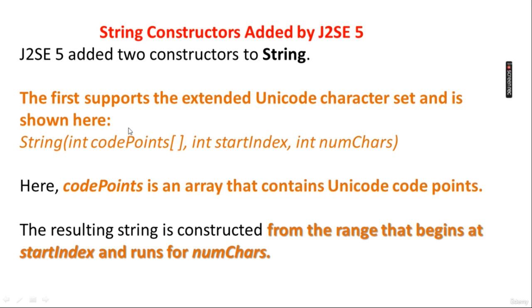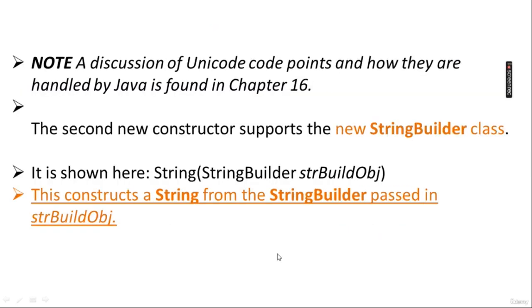The first supports the extended Unicode character set and is shown here: integer code points array, integer start index, integer number of characters. Here code points is an array that contains Unicode code points. So Unicode code points are stored in this array, and the start index and number of characters, as in the previous example we have seen, are specified over here. The resulting string is constructed from the range that begins at start index and runs for number of characters. A discussion of Unicode code points and how they are handled we will see in the upcoming chapters.